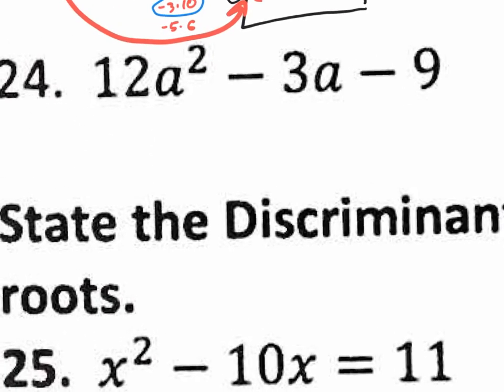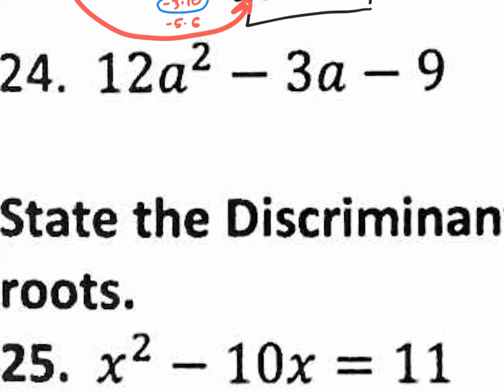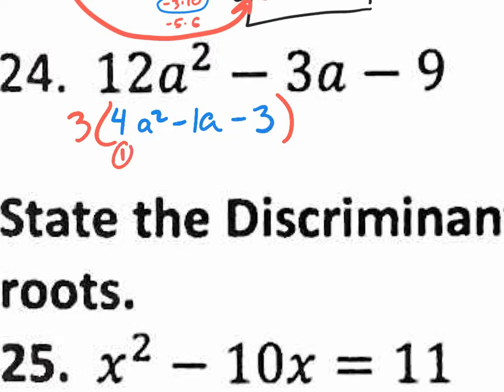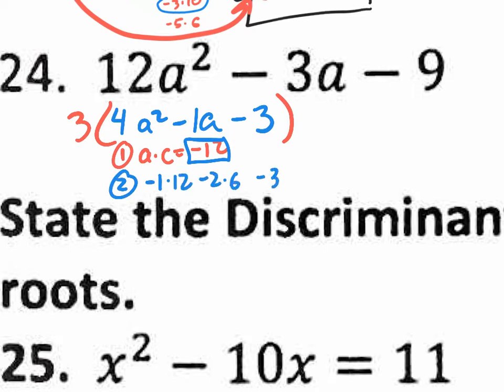24, same type of problem. What would I factor out first? 3. What would be left on the inside? 4a squared minus 1a minus 3. So on the inside, we do a times c. It's going to be a negative 12. And you think of the multiples of negative 12. Negative 1 times 12, negative 2 times 6, negative 3 times 4. That's all the possible multiples.